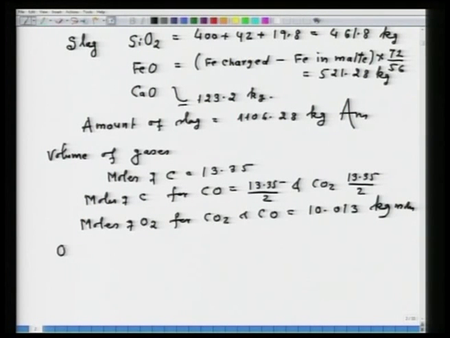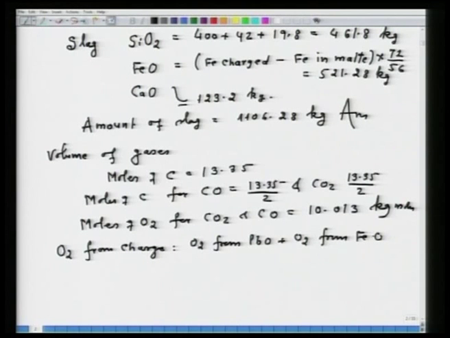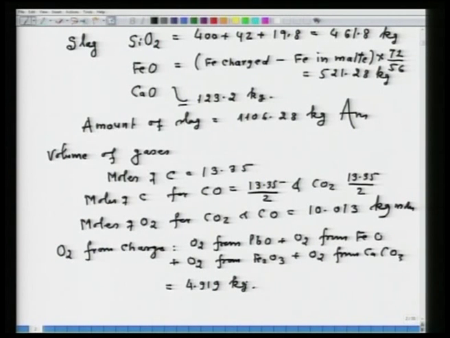Now, I have to do oxygen from charge, because that much amount of oxygen will not be derived from the blast. So, oxygen from charge, that means I have to see O2 from PbO, O2 from FeO, plus O2 from Fe2O3, and do not forget to consider O2 from CaCO3. If I make all this calculation, then I will get oxygen in the charge, that is 4.919 kg moles.